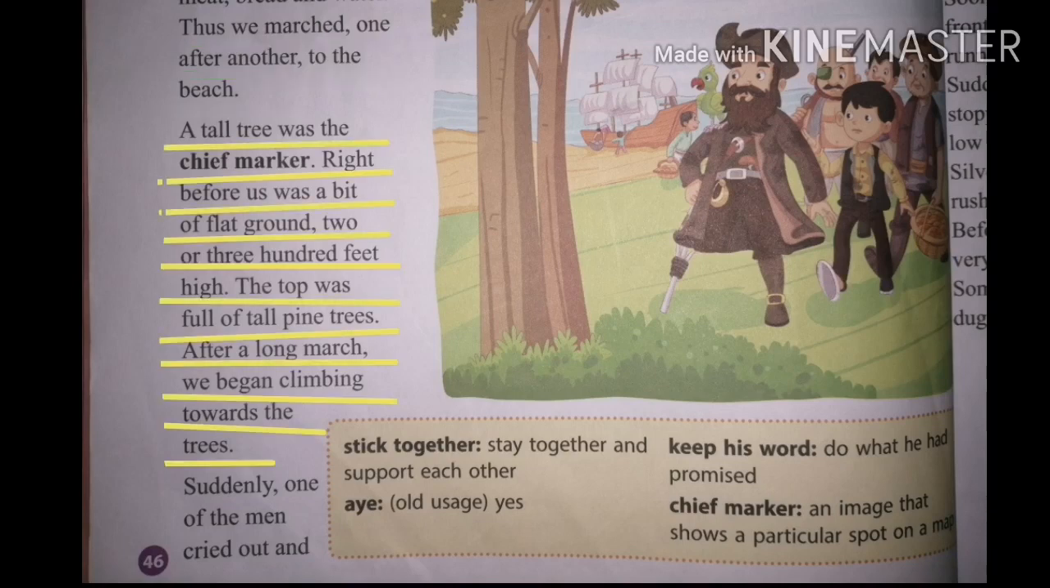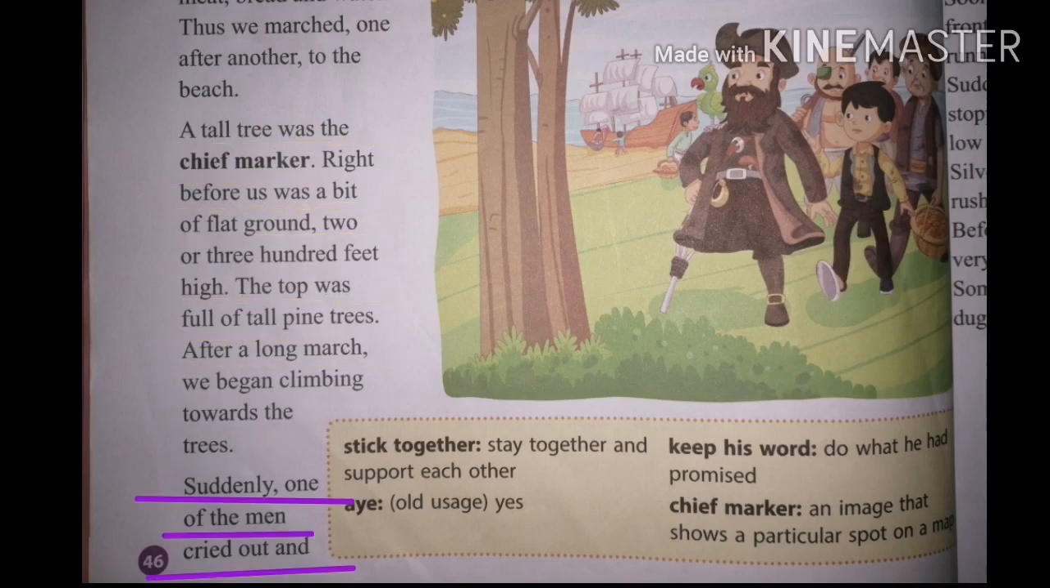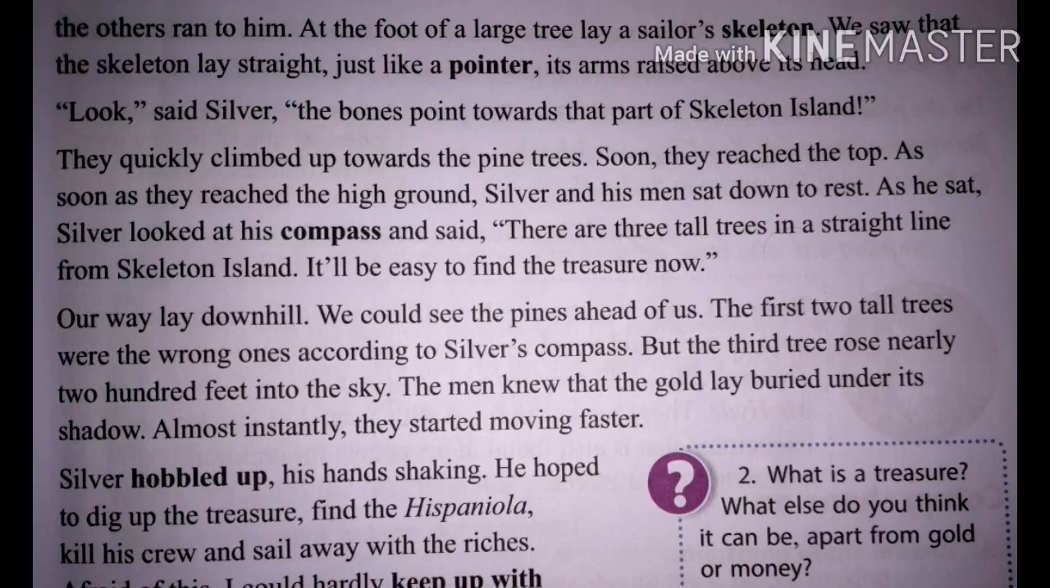A tall tree was the chief marker. Right before us was a bit of flat ground 200 or 300 feet high. The top was full of tall pine trees. After a long march, we began climbing towards the trees. Suddenly, one of the men cried out and the others ran to him. At the foot of a large tree lay a sailor's skeleton. We saw that the skeleton lay straight, just like a pointer, its arms raised above its head. "Look," said Silver, "the bones point towards that part of Skeleton Island."